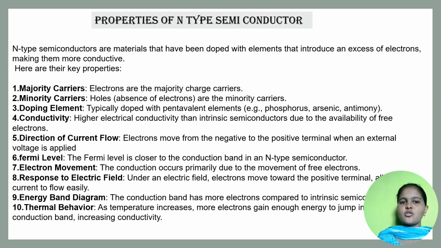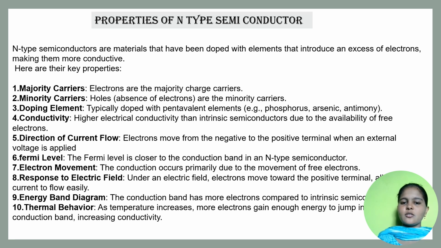In this slide, let us know about properties of N-type semiconductor. N-type semiconductors are materials that have been doped with elements that introduce an excess of electrons, making them more conductive. Here are the key properties of N-type semiconductors. The majority charge carriers are electrons and the minority charge carriers are holes. Doping elements: typically doped with pentavalent elements arsenic, antimony and phosphorus. Conductivity: N-type semiconductor has higher electrical conductivity than intrinsic semiconductor due to the availability of free electrons.